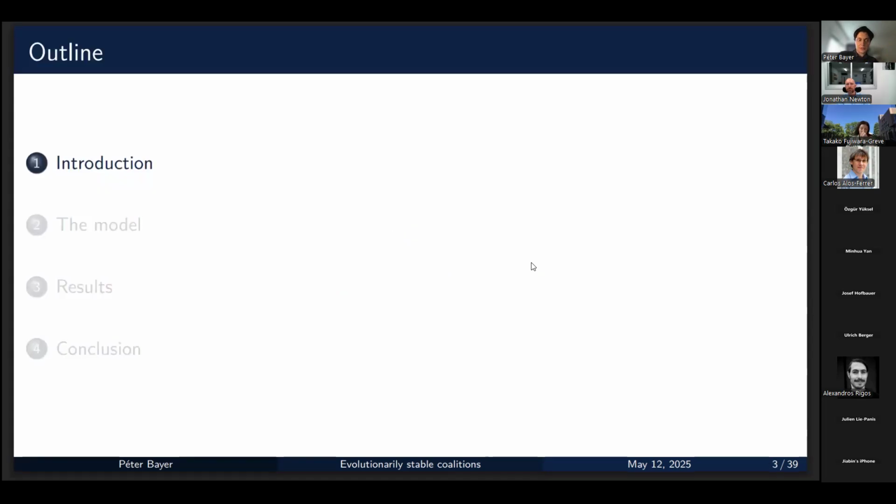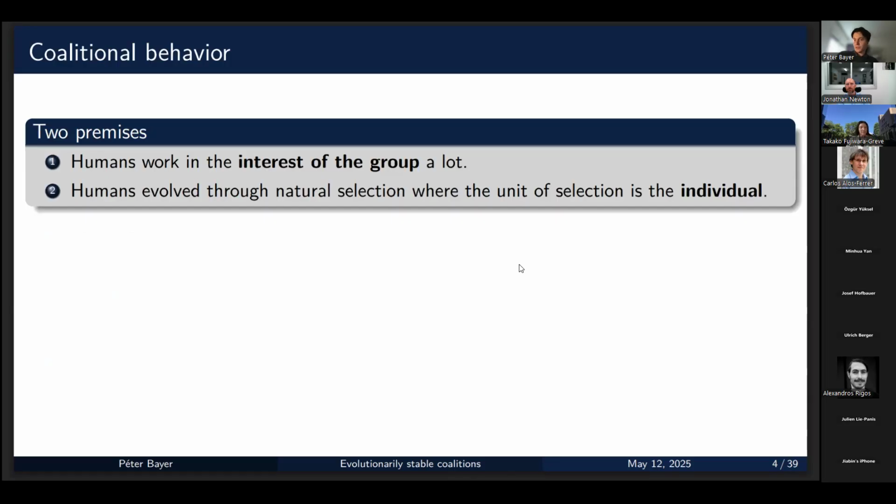Let me get started. This is basically the introduction. I won't give you much more. I'm starting off with two premises. First one is humans work in the interest of the group a lot. Not just humans, but of course, I'm going to focus on humans today. And the second premise is that humans evolved through natural selection, where the unit of selection is the individual. And a lot has been said about these two premises, but I'm trying to make sense of it.